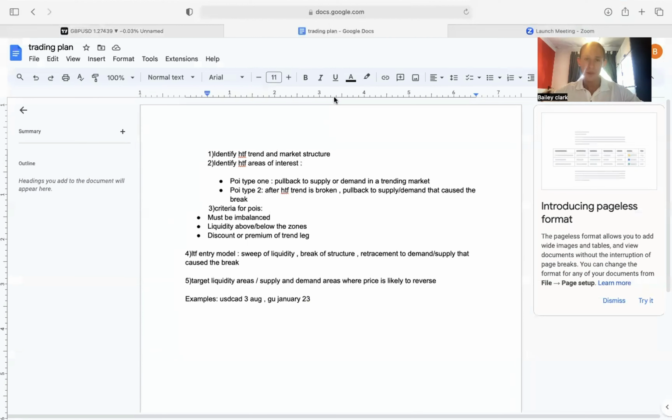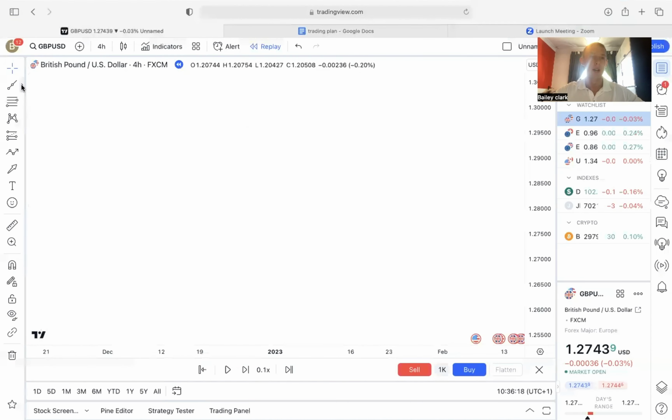So I've got two main types of points of interest, or POIs, that I like to look at. The first one is if we are in a nice trending market, we look for a pullback to an area of supply or demand in a trending market, obviously. POI type 2 is after the trend is broken, we wait for a pullback to an area of supply and demand that caused the break in structure. So if I go ahead and show you what that means exactly right now.